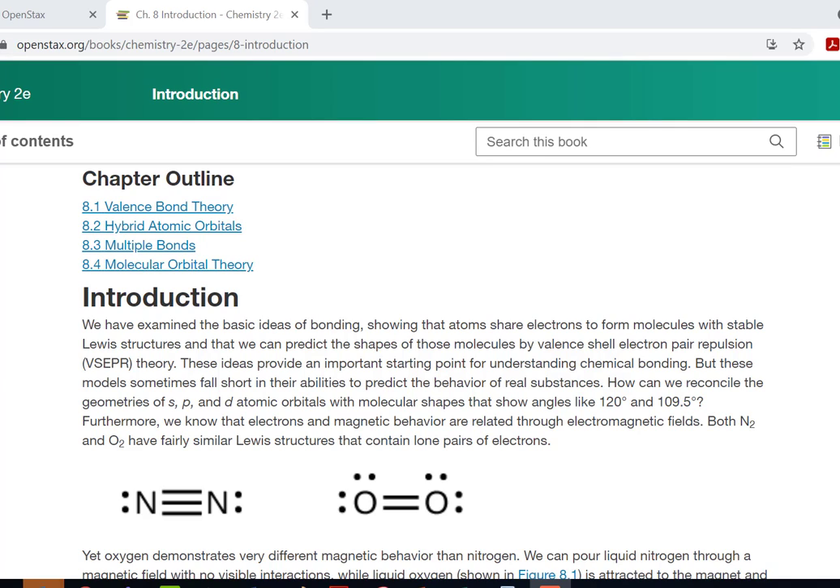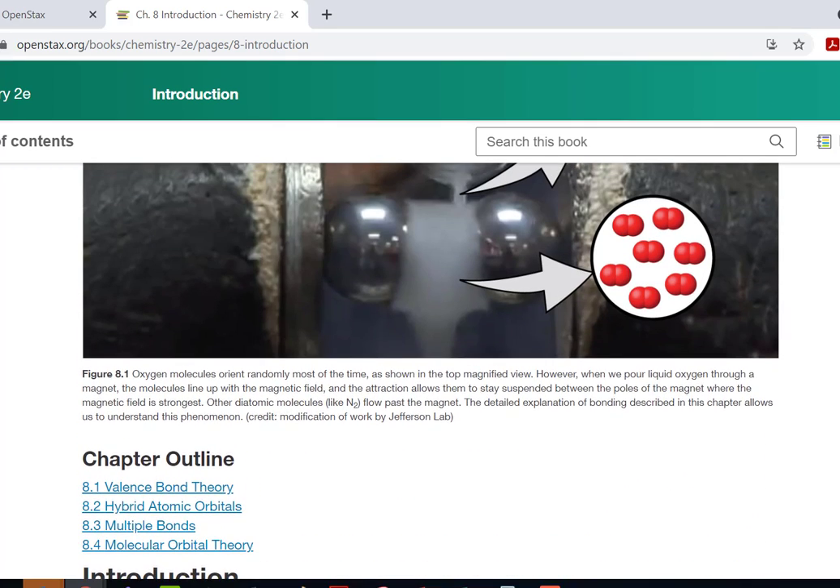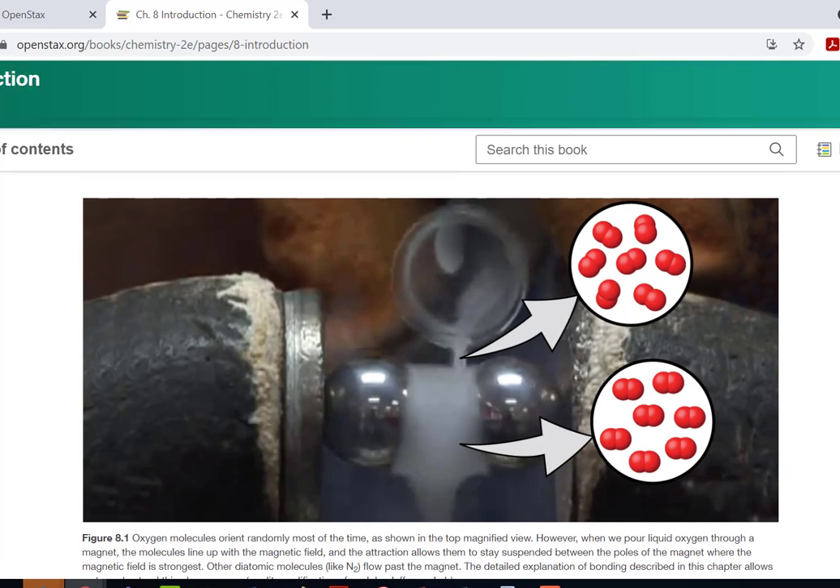Molecular orbital theory explains some things that we can't really explain with the other models. One of those things is quite shocking, at least I thought it was the first time I learned about it. Here we're showing some liquid oxygen, and if we pour liquid oxygen between magnets, it will stick between them. Oxygen is magnetic, so that's a property that it has.